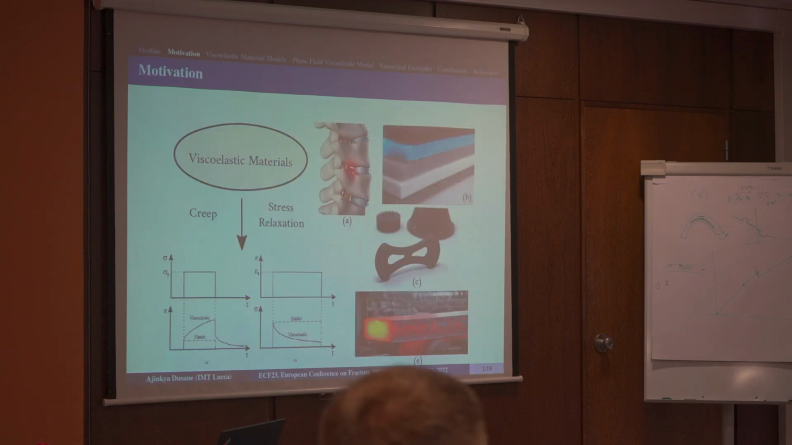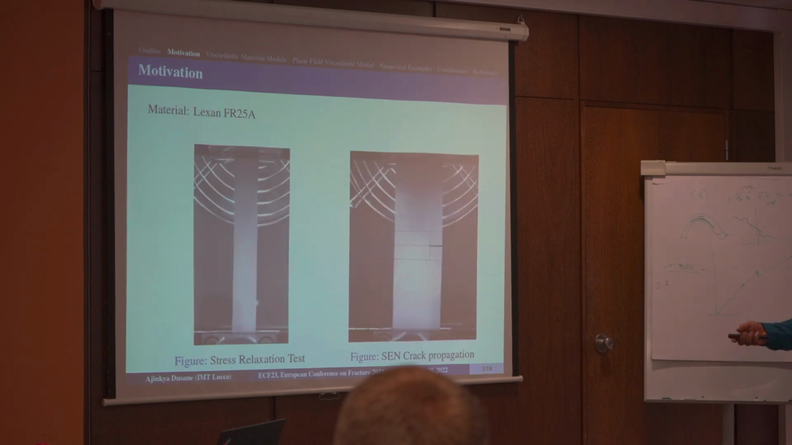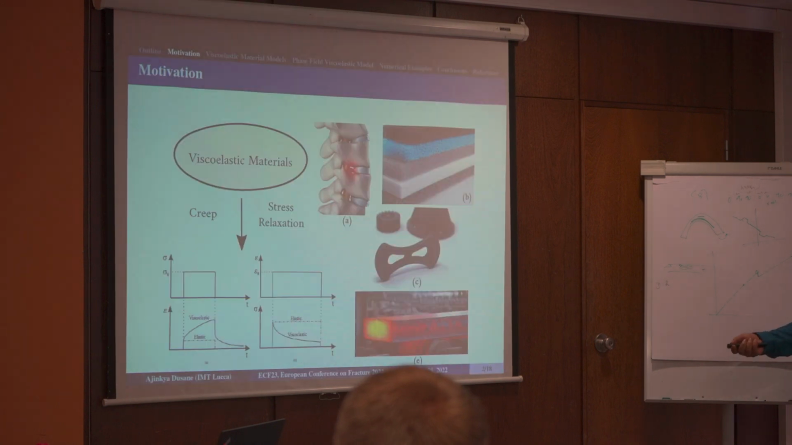examples. Why viscoelastic materials? These materials are different because they behave differently under different loading conditions. For example, if the material is held at a constant stress level, it is observed that it starts to creep. The strain increases with respect to time. This behavior is called creep.